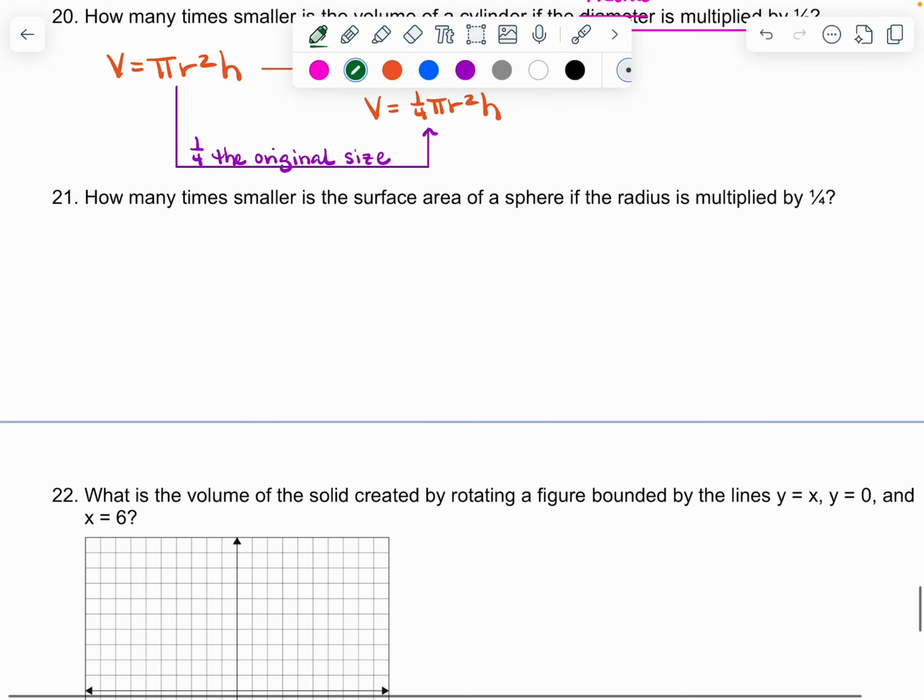So it's 1/4 the size. All right, number 21. How many times smaller is the surface area of a sphere if the radius is multiplied by 1/4?